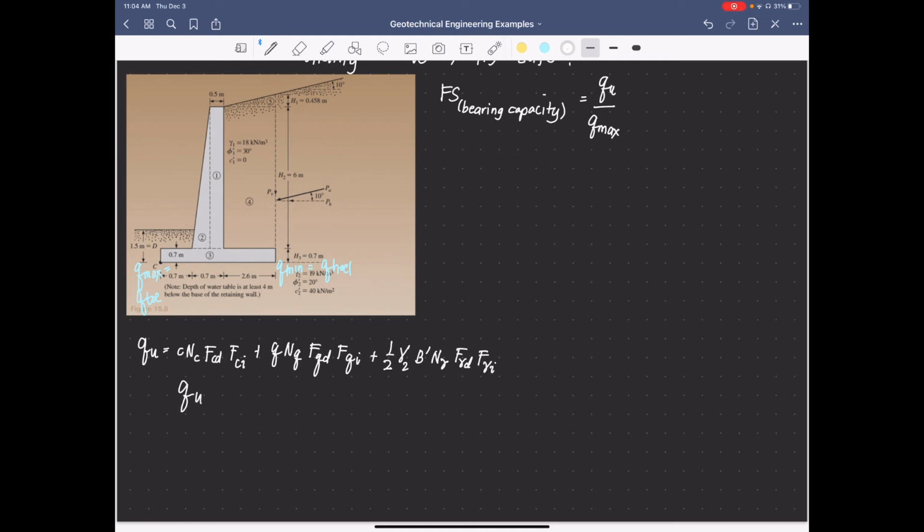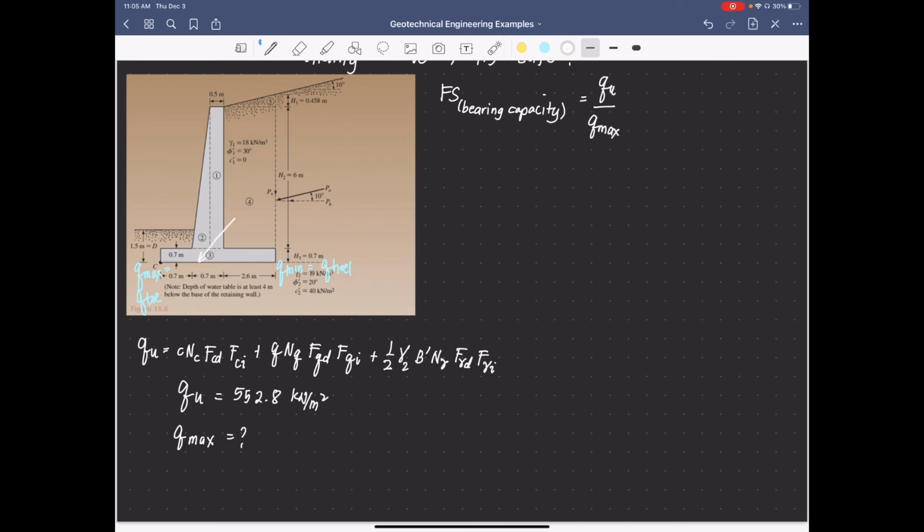the Q sub u is given to us already, which is equivalent to 552.8 kilonewton per square meter. And so we just need to have Q sub max for us to calculate the factor of safety. Now, the resultant force for the bearing capacity can be found anywhere along the base.